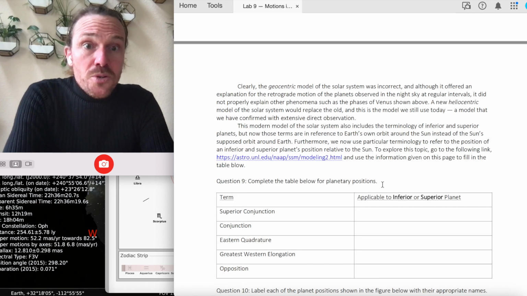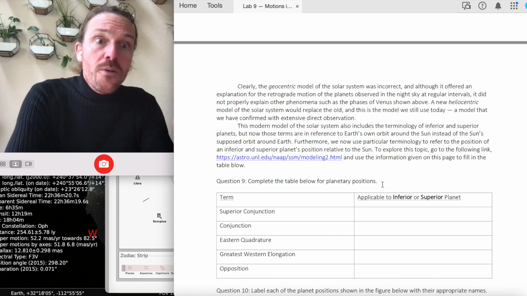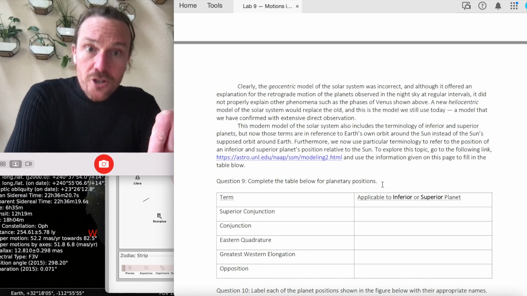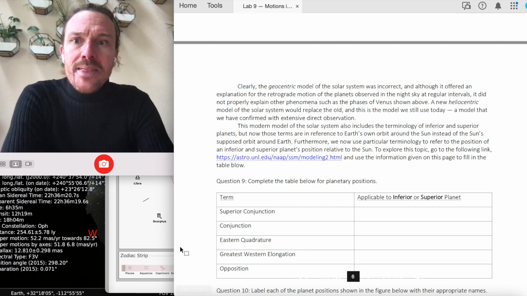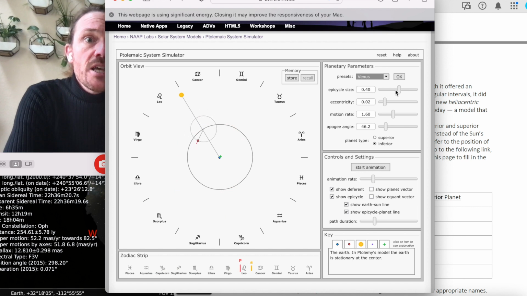This modern model of the solar system also includes the terminology of inferior and superior planets, but now those terms are in reference to Earth's own orbit around the sun instead of the sun's supposed orbit around Earth. Let me explain what I mean by that. A lot to unpack in that sentence. If you're paying attention, you can see here there was actually an option for showing superior and inferior. And as far as making custom planets, it's just a matter of moving these bars around.